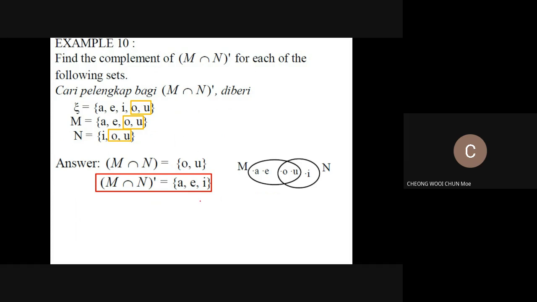A E I. Or you look at the Venn diagram, O U is the same here in M and N. I is not inside M, so I is at N over here. M is A E, so A E over here. So M intersect N is here inside. The complement means here, A E and I.